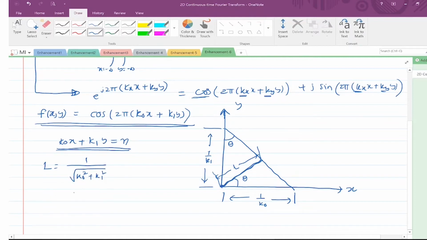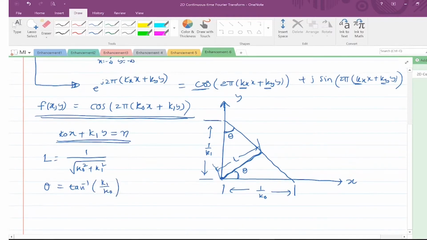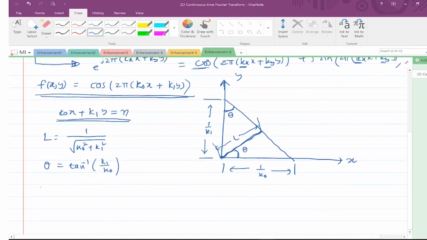And then the theta you could compute simply by looking at the angle here, and that's a very straightforward one, where it would be equal to k1 by k naught. This is what we have done in the previous class. Now we will look at more specific examples.